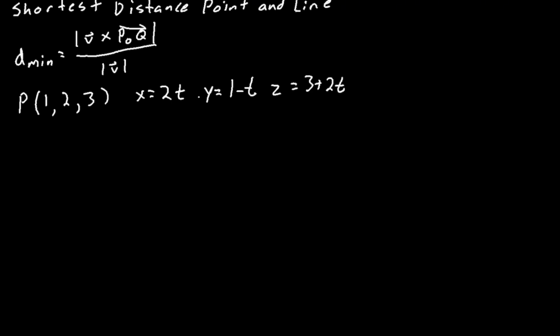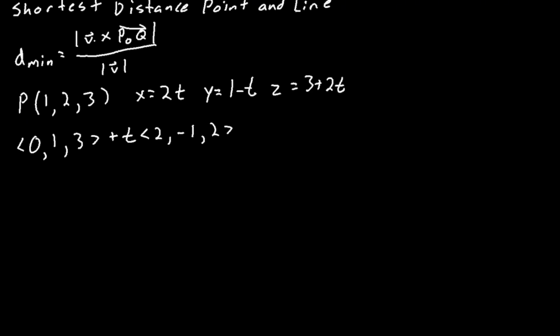So I'm going to change this format into the vector format that you are more familiar with. I don't know what it's called, it doesn't matter what name it is. This would be 0, this would be 1, and this would be 3, plus t of (2, -1, 2). So this is the vector equation of the line. I think that's what it was called.